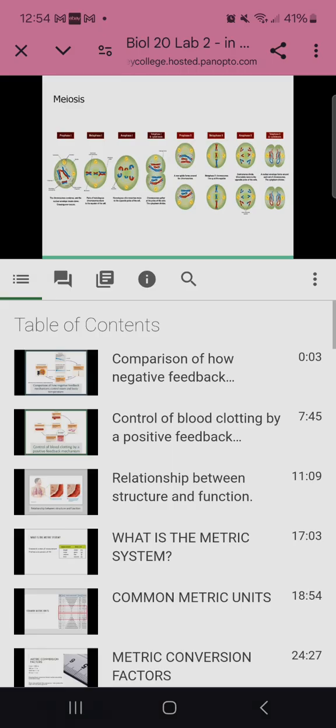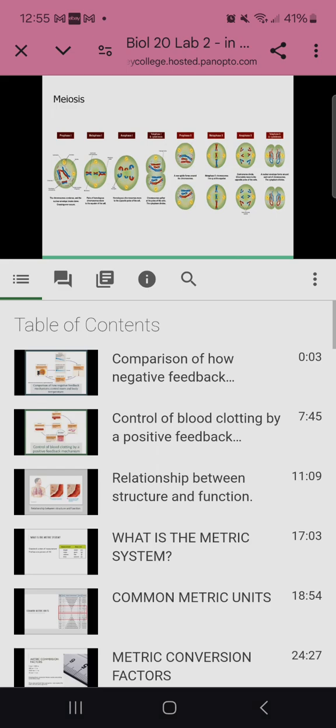How many of you are familiar with crossing over? Crossing over is when genetic information gets swapped, okay? So something that happens in meiosis that doesn't happen in mitosis is crossing over. Do you remember how I said we get half of the genetic information from the sperm and the other half from the egg, right?